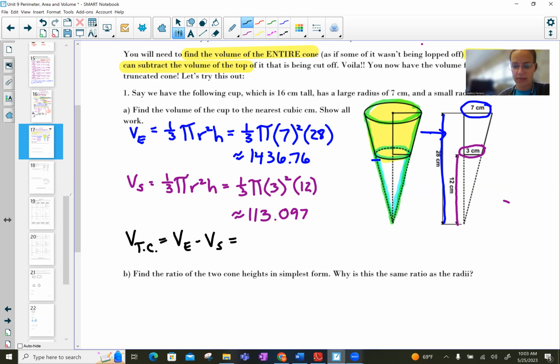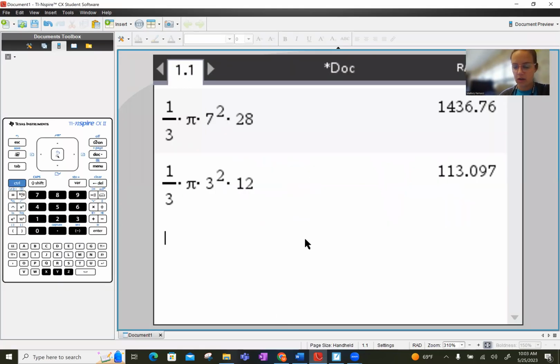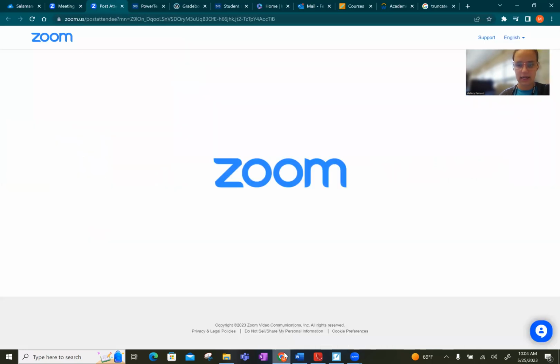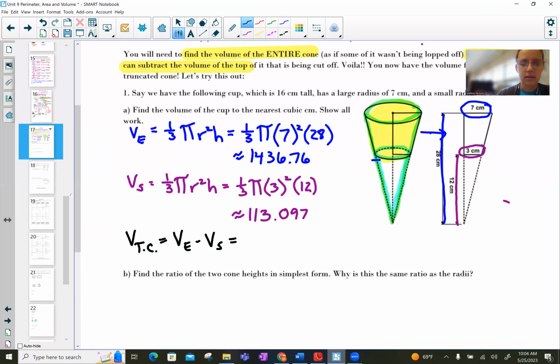So I'm not going to rewrite them. What I am going to do is go on my calculator and scroll up to 1436.76, dot, dot, dot. I'm going to press enter. Then I'm going to subtract, go up, press enter. And I'm going to press enter there, and it's 1323.66.